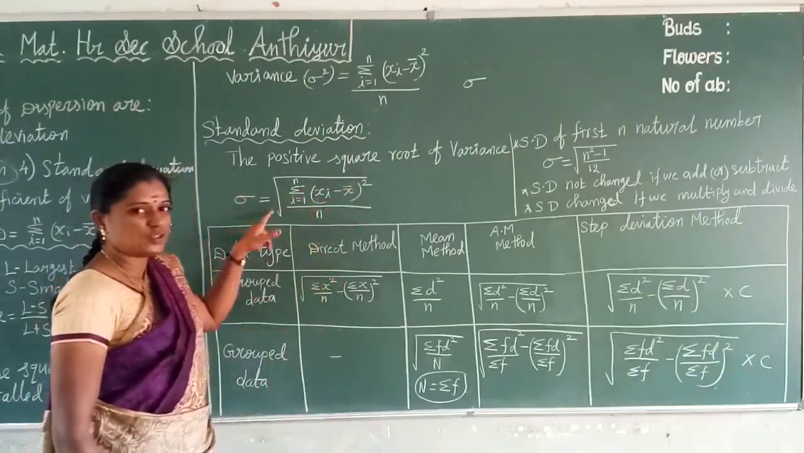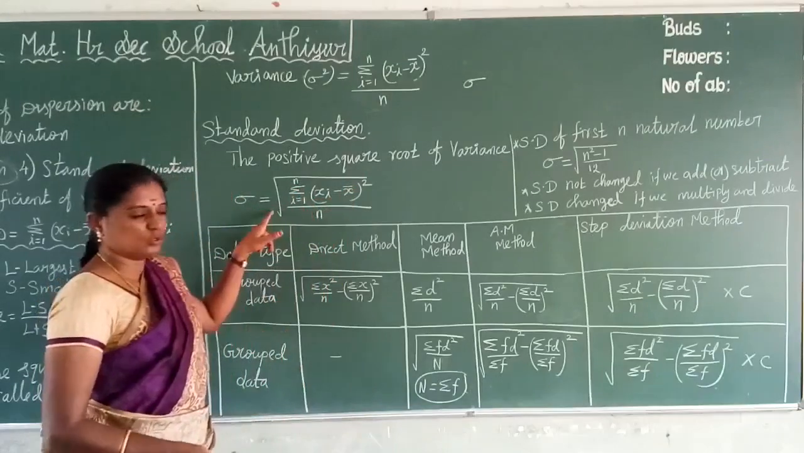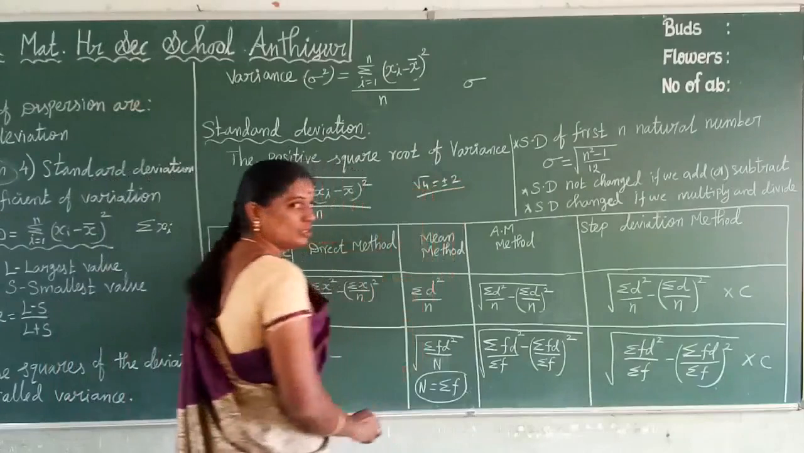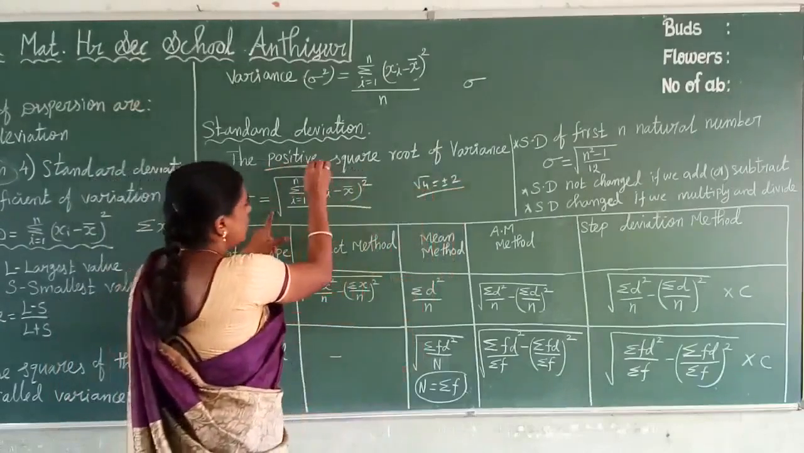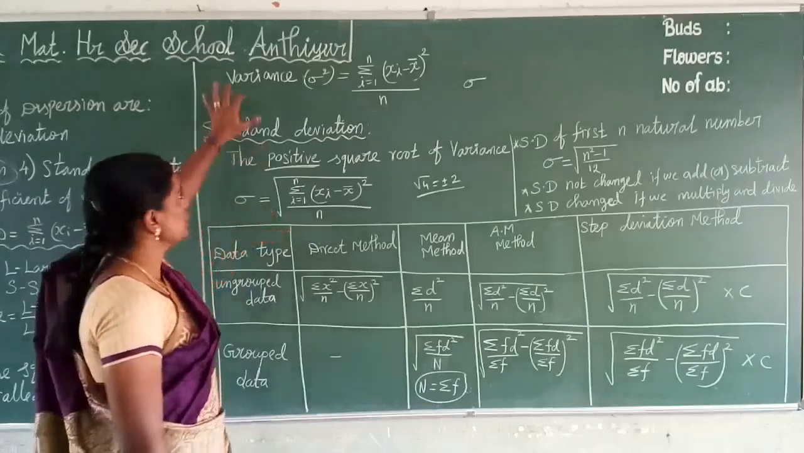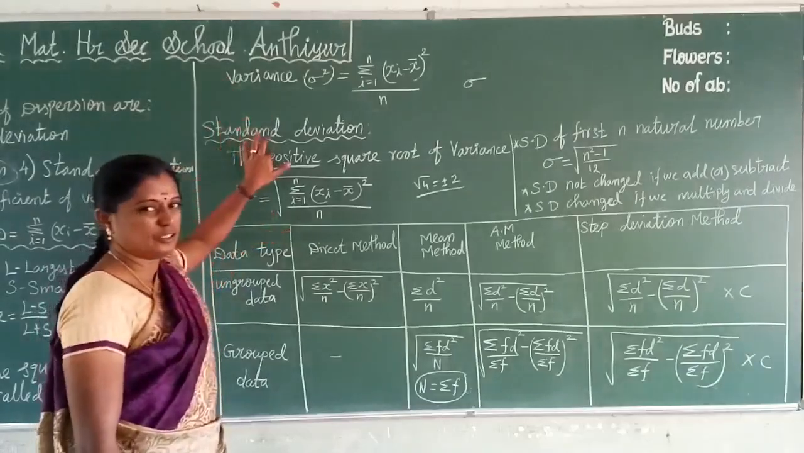Here we take, because square root means we get two values. Suppose root 4 means plus or minus 2. So we consider only the positive value. So that is the standard deviation. These two are very important. That is the 5 mark questions.